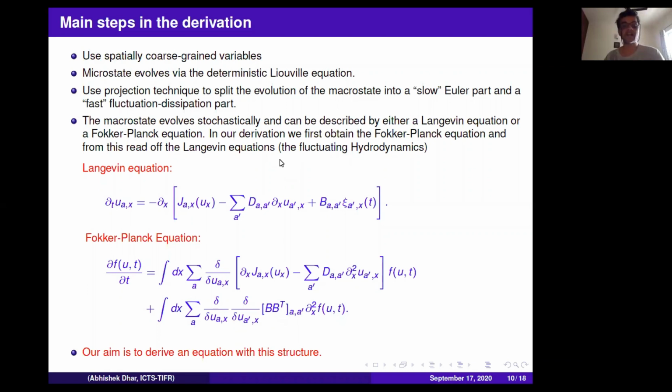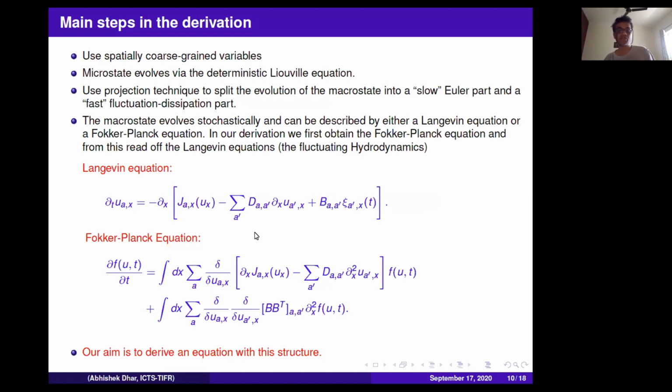Okay, so this is the Langevin equation I already wrote. This is the Langevin equation that we finally want to have. Now, corresponding to this, the Fokker-Planck equation is an equation for the distribution of this field. I have a field U which is stochastically evolving, and I can ask what is the distribution, and I denote it by this function f. This is the Fokker-Planck equation corresponding to this Langevin equation.